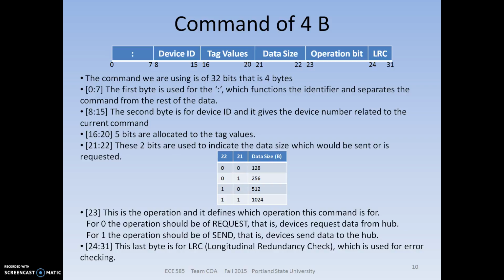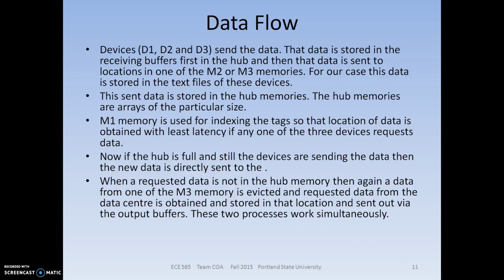Now the command is of 4 bytes which we would be using. The first byte is colon, which identifies whether the command has started or not. The device ID gives the device which is transferring or requesting the data. Then tag values give the address. Data size determines whether it's 128, 256, 512 or 1024 bytes. Operation bit determines whether it's a send or request type, and LRC is the check bit which is used for error checking.